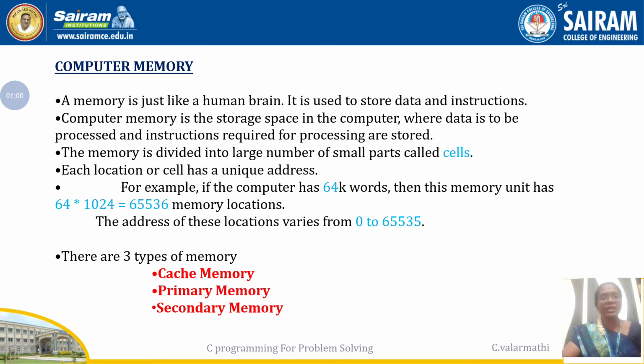How is this memory organized? The first thing we follow in memory management is that the entire memory is divided continuously into small parts. The smallest part in your computer memory is called a cell. Each location or cell has a unique address. That means the smallest unit, the cell, has a unique address.